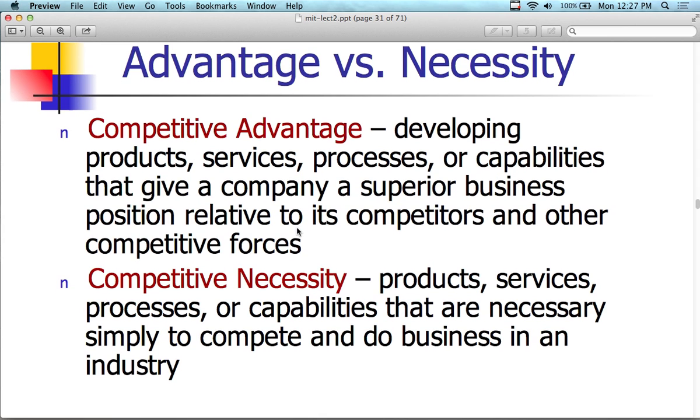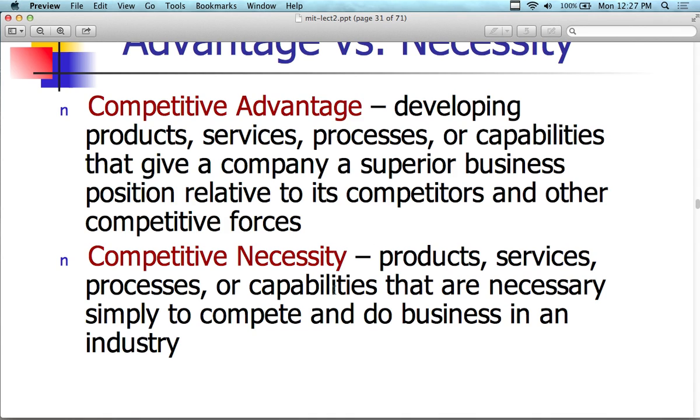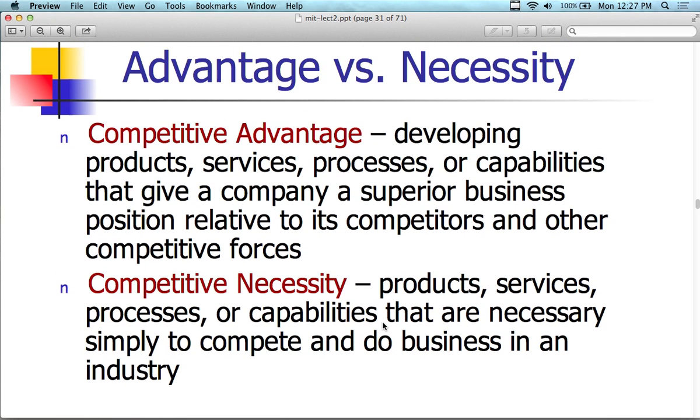Another concept is competitive advantage versus necessity. The competitive advantage is turning into a necessity, as I was mentioning before. There's a fine line between these two factors at this point. Competitive advantage is developing the products, services, and capabilities that give the company a superior business position. The necessity is staying in business, simply to compete and do business in the industry. Because of the competitive nature of business these days, they're both the same right now. If you don't have a competitive advantage, you can forget the competitive necessity. It is a competitive necessity to have a competitive advantage.